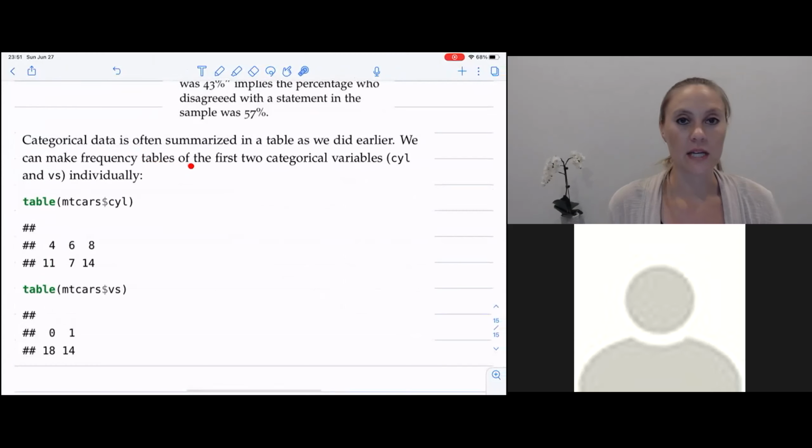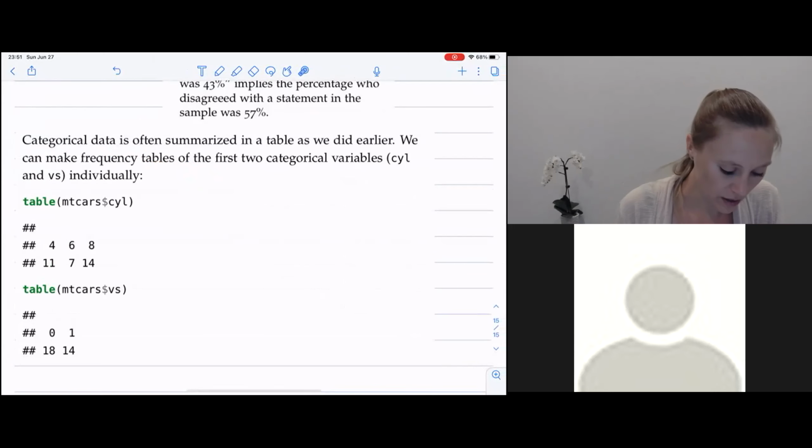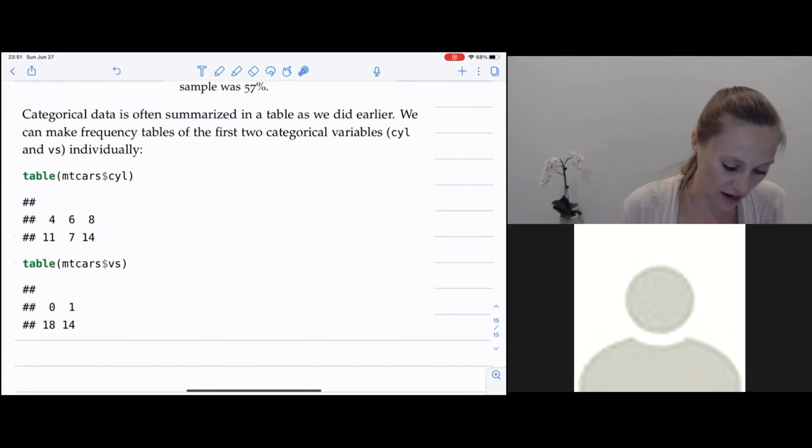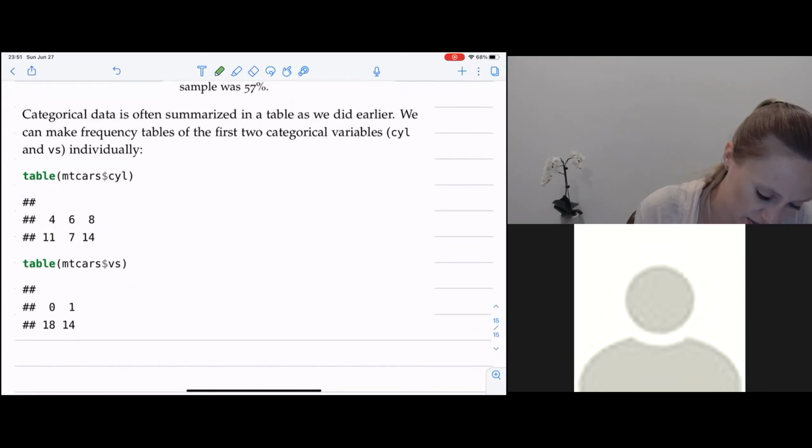So categorical data is often summarized in a table, as we did earlier. We can make frequency tables of the first two categorical variables, which are the cylinder and VS. VS was the V-shaped or the straight engine. So, right, we have a frequency table.